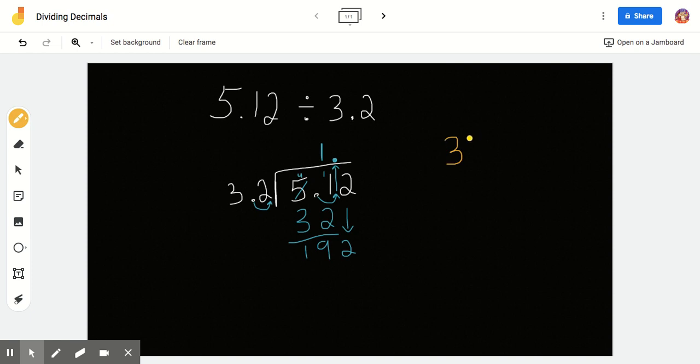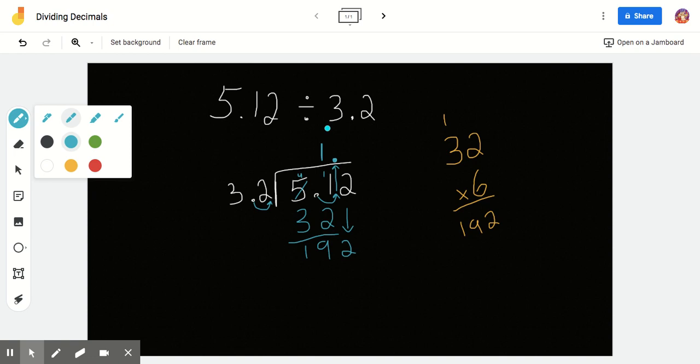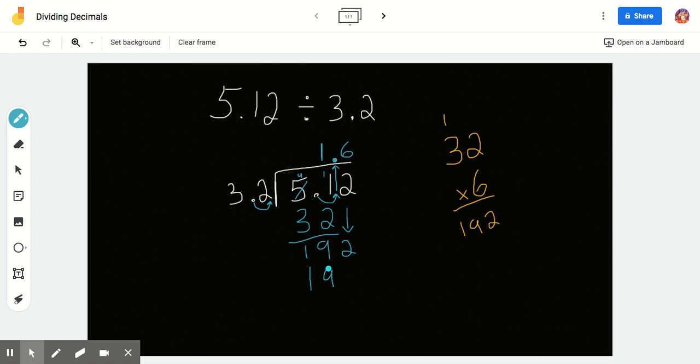So I'm going to do 32 times 6. 2 times 6 is 12. 6 times 3 is 18, plus 1 is 19. Oh, 192. That works. So 32 goes into 192 6 times. 6 times 32 is 192.